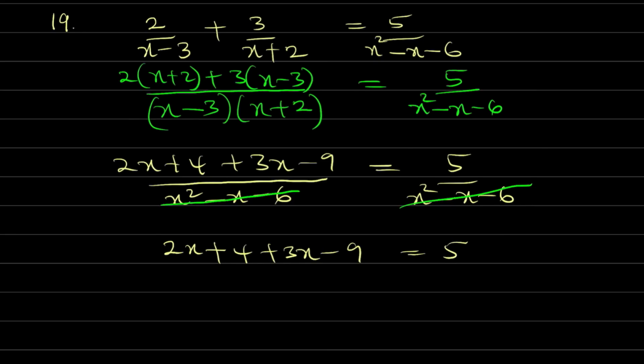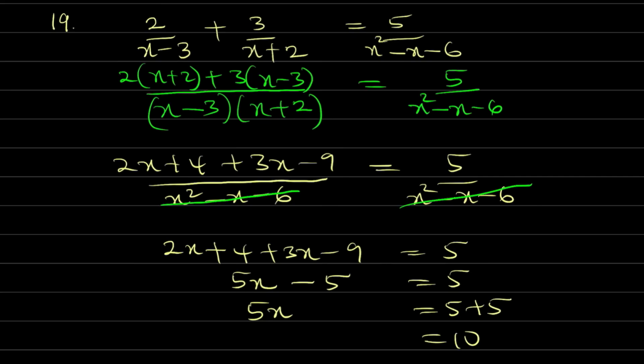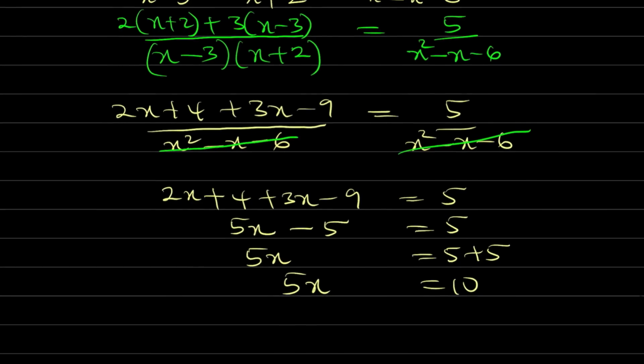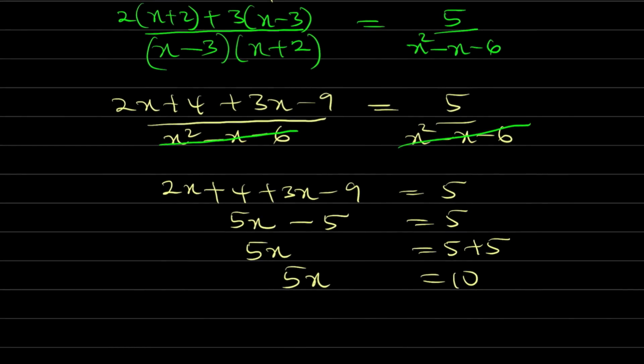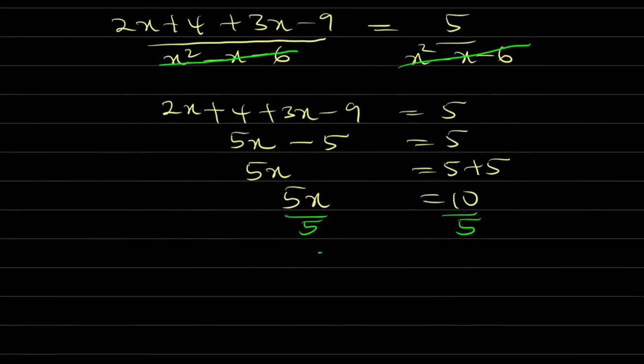is equal to 5. 2x plus 3x is 5x. 4 minus 9 is minus 5. Then is equal to 5. So that we can say 5x is equal to 5 plus 5, which is 10. 5x is equal to 10. We can go ahead and divide through by 5. So that x is equal to 10 over 5, where 5 here is 1 and 5 here is 2. This takes care of this, and x is 2. This is our final answer.